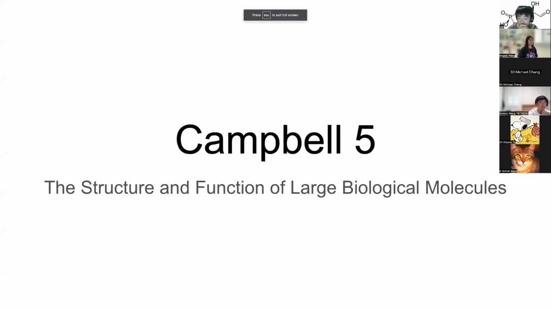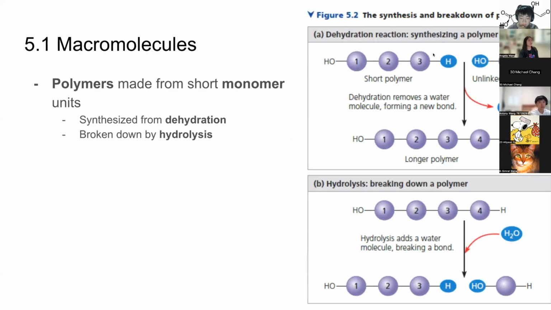Okay, so today we'll be talking about Campbell chapters 5 to 7. Campbell chapter 5 is the structure and function of large biological molecules. So what are macromolecules? Macromolecules are polymers made from short monomer units. Mono stands for one, so it's one small unit of a polymer. Poly stands for many, so a polymer is synthesized from many short monomer units.